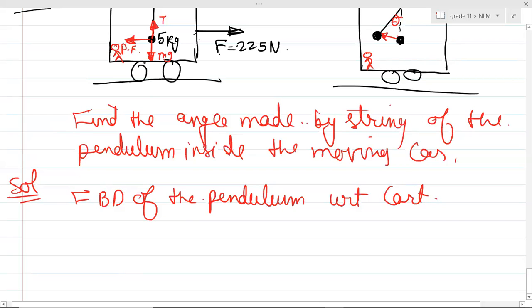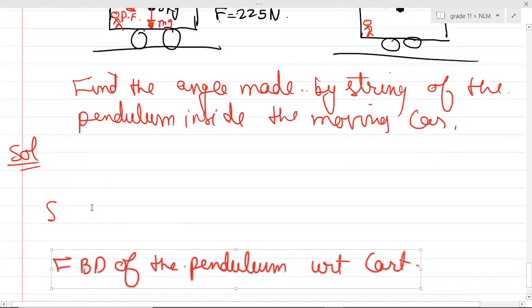Can you see this block or this bob of the pendulum? Was it lying inside the cart? Guys? Yes, sir. You are not answering today, what is the matter? Is it not understandable at the end?